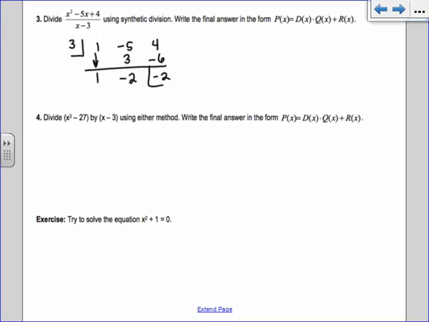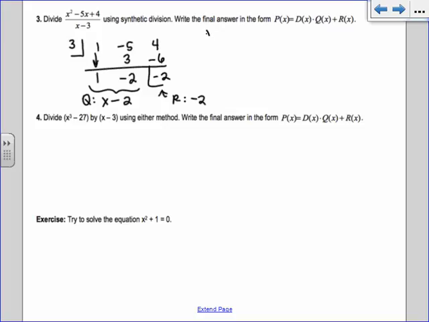All right, so this is a shorthand method. It doesn't have any x's in it. So now we think about what the x's are. So when we have this 1 and minus 2, what that represents is a quotient of 1x minus 2. And our remainder is negative 2. It's not x plus 2.